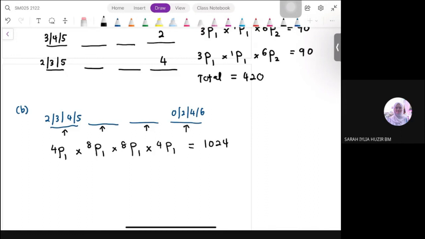Okay, but that is not the final answer yet. We have to minus with one case. And then final answer will be 123 way.